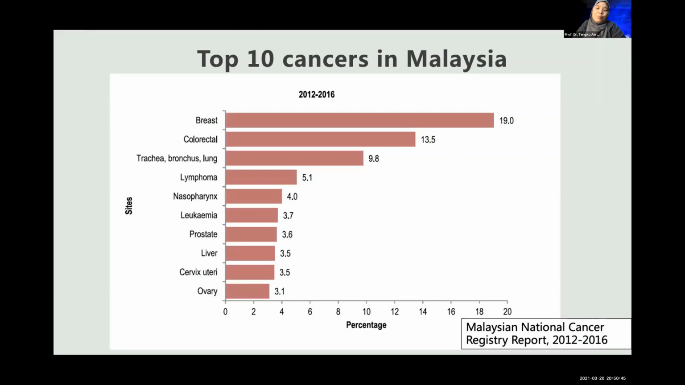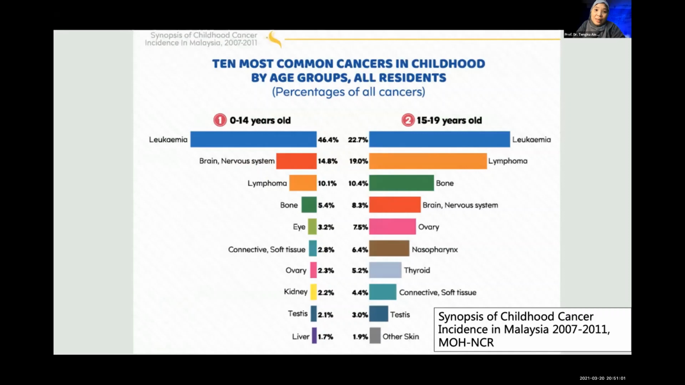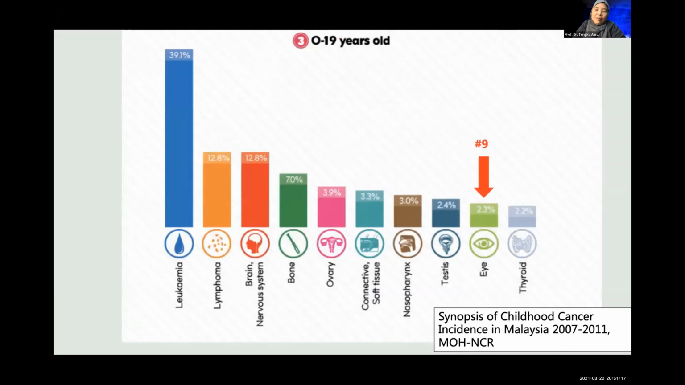These are the top 10 cancers in the general population in Malaysia, of which, as expected, eye cancers are rare, so they don't make the cut in the top 10. However, when you divide that according to age, eye cancers, mainly retinoblastomas, are the fifth top cancers in kids aged from birth to 14 years old, and they make up the 9th top cancer from birth to 19 years old.